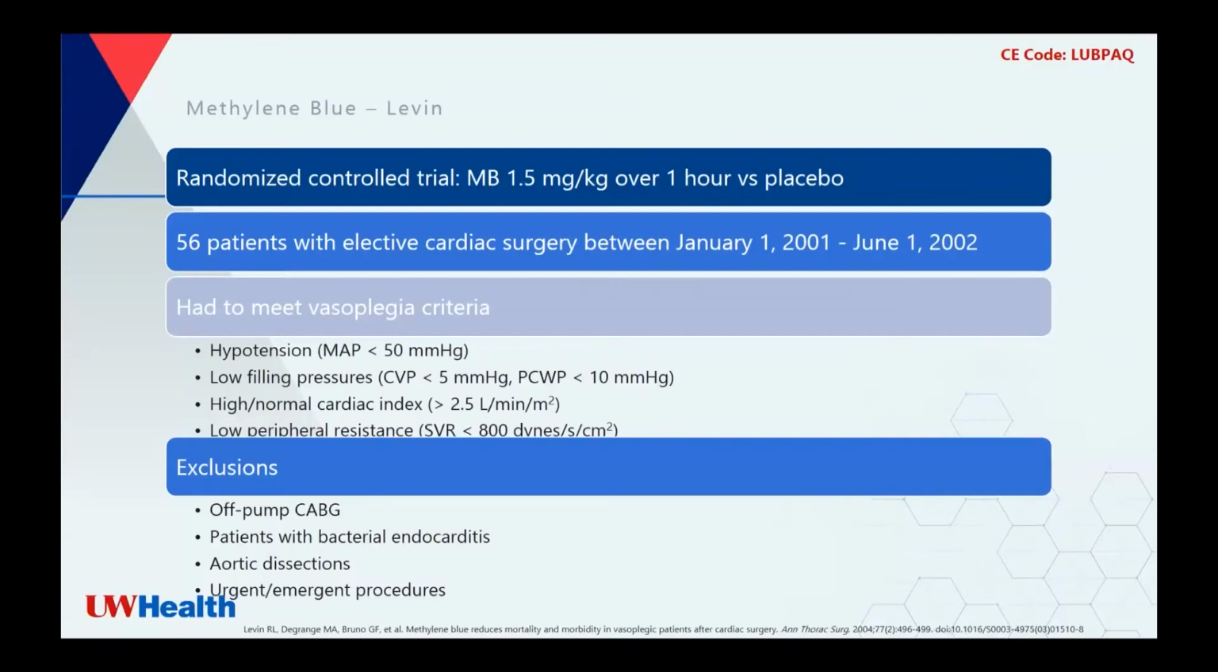This vasoplegia criteria included hypotension with a mean arterial pressure of less than 50, a low filling pressure, which was shown by CVP less than 5 or a wedge pressure less than 10. They had to have a high or normal cardiac index and low peripheral resistance, so meeting that kind of definition we shared earlier. Patients were excluded if they had an off-pump CABG or bypass, if they had bacterial endocarditis, if they had an aortic dissection, or if their procedure was urgent or emergent. Again, these were only elective procedures.